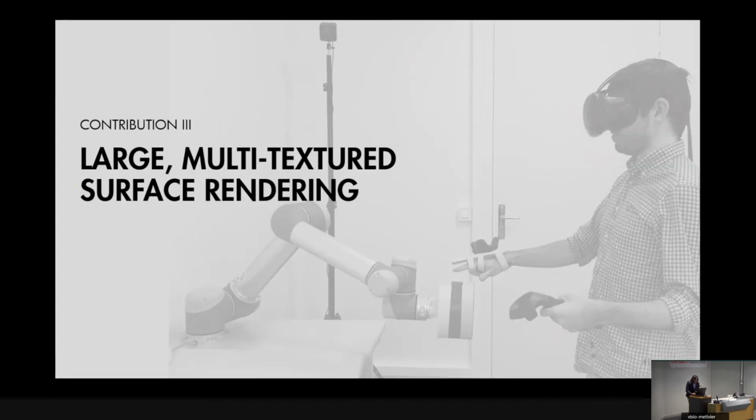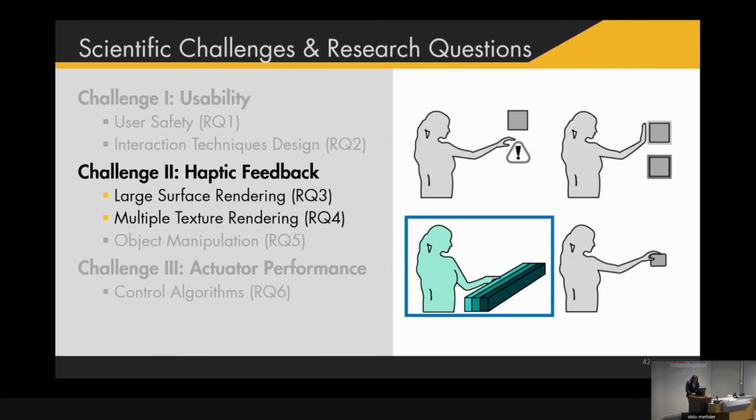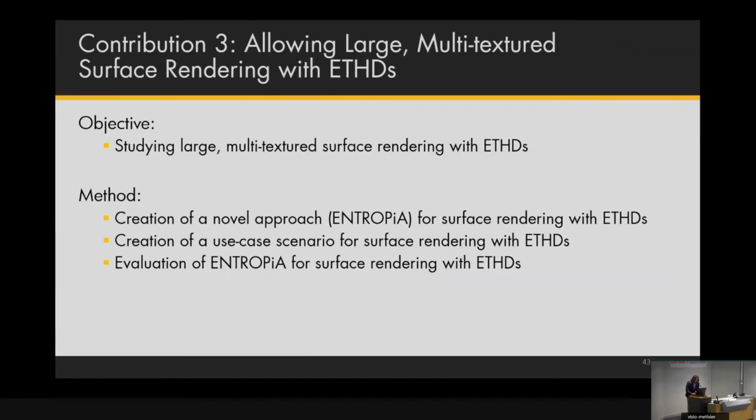So now let's talk about the third contribution, which is focused on large multi-texture surface rendering, which is purely focused on the things that I mentioned that are separated into 2 research questions. And basically for this, we created a novel approach for surface rendering with ETHDs, a use case scenario for contextualizing this approach, and later an evaluation for surface rendering using an ETHD.